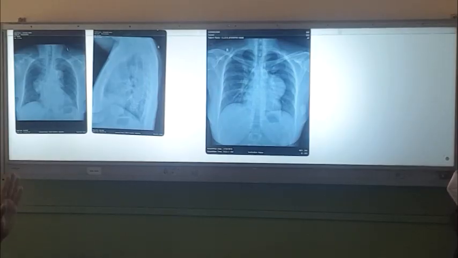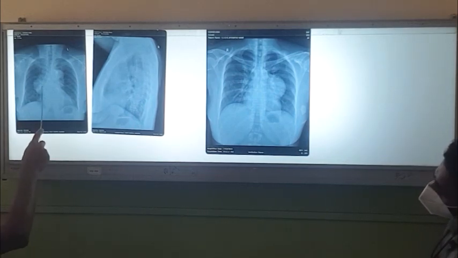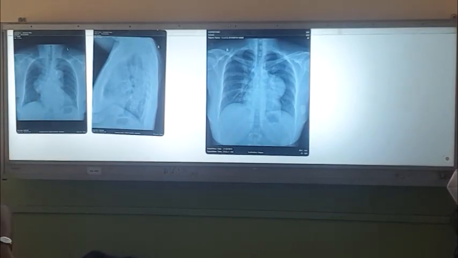That means this mass is not touching the vessel margin. Okay? So these vessels should be either posterior or anterior to the mass, right? Then look at here. This is the right atrium, and the ascending aorta margin you can't see. So this mass is touching the ascending aorta. So that is why you can't see. So this mass should be anterior to the vessels in the anterior mediastinum. So this is how you say anterior mediastinal mass by looking at a PA.